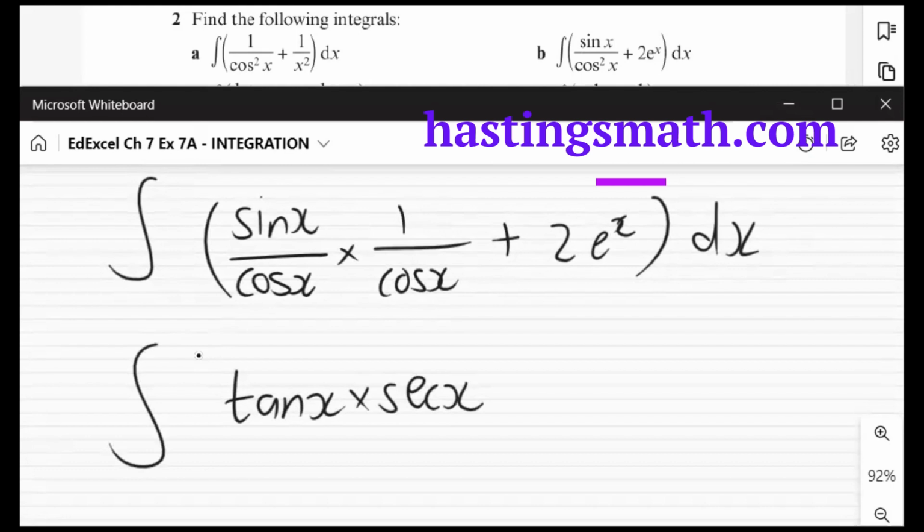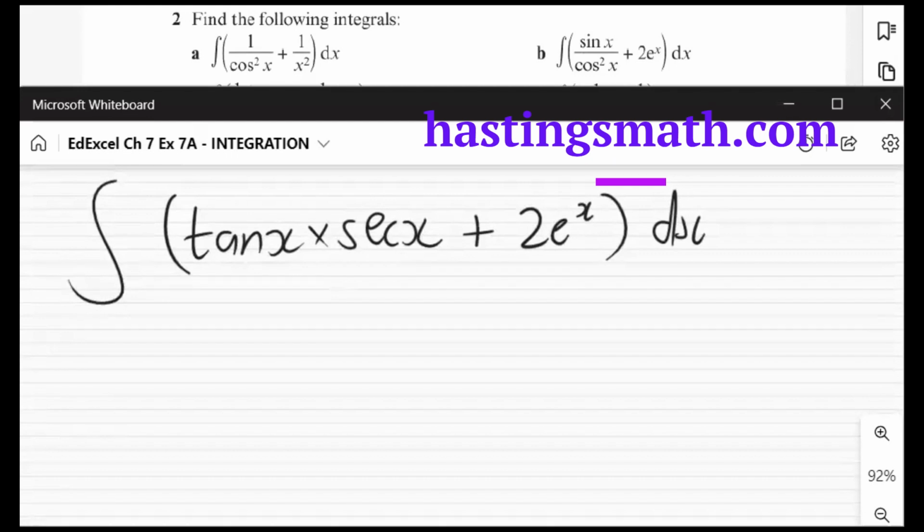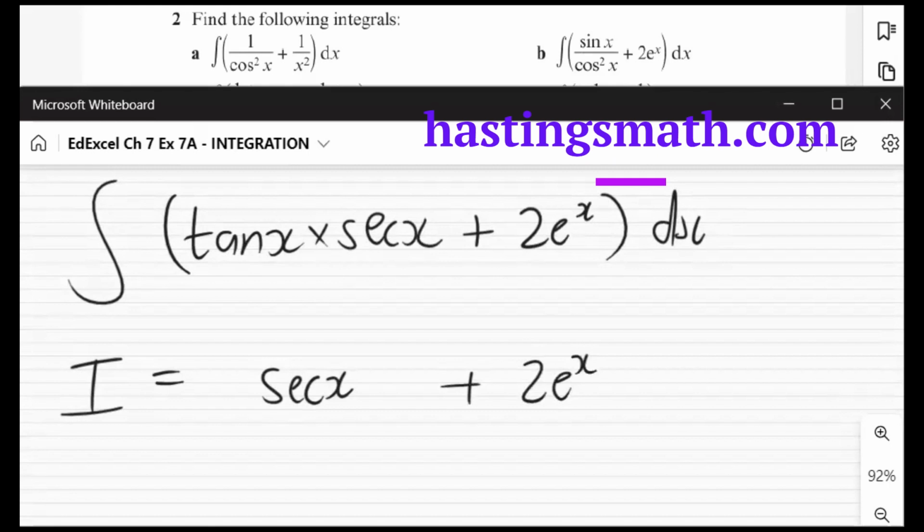So tan x sec x, is it automatically an option? That just goes to sec x. Okay, if you look at your list, that just goes to sec x. So now we can continue with our integration. We've made it. Okay. So our integrand tan x sec x is just going to be sec x. 2e to the x just stays as 2e to the x. And don't forget that you have to plus c.